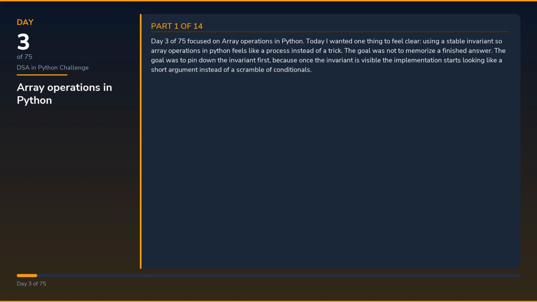Day 3 of 75 focused on array operations in Python. Today I wanted one thing to feel clear: using a stable invariant so array operations in Python feels like a process instead of a trick. The goal was not to memorize a finished answer. The goal was to pin down the invariant first, because once the invariant is visible, the implementation starts looking like a short argument instead of a scramble of conditionals.